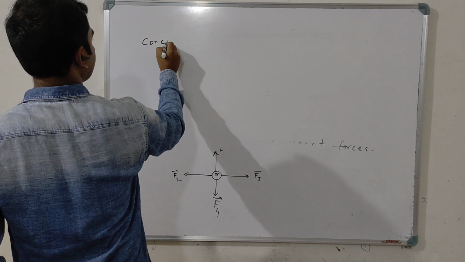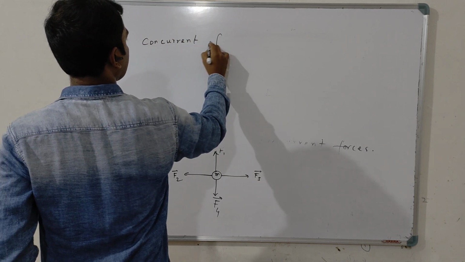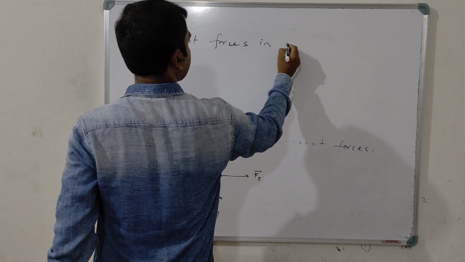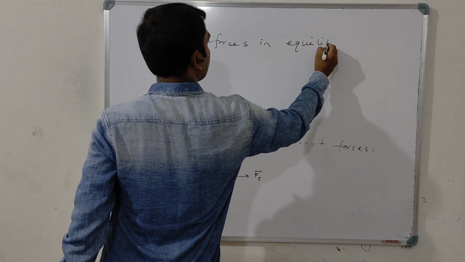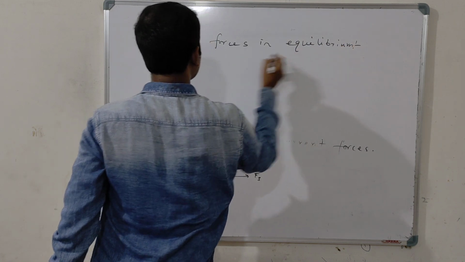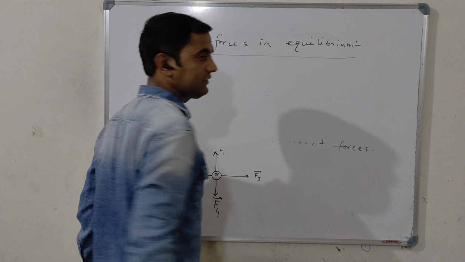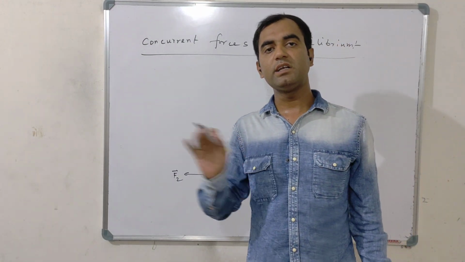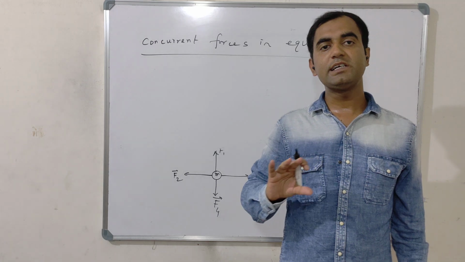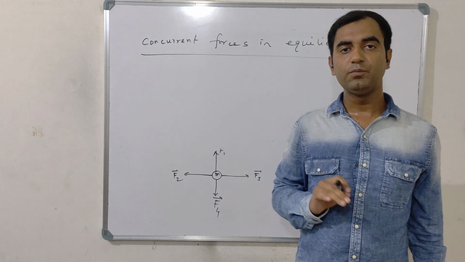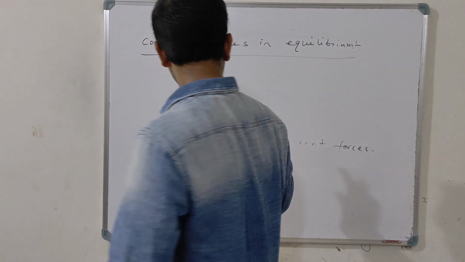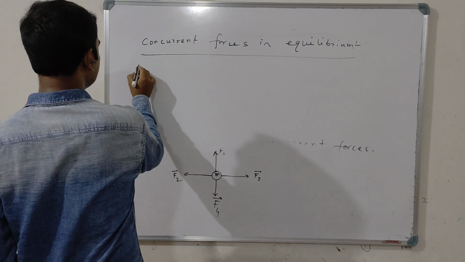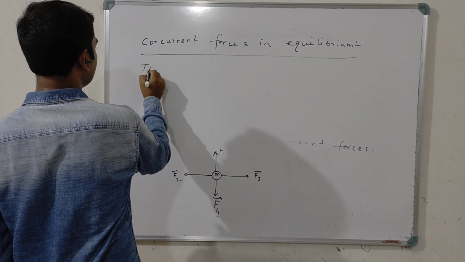Concurrent forces in equilibrium. We know a body is said to be in equilibrium if the number of forces acting on it give a resultant equal to 0. First of all, we are starting with two forces.